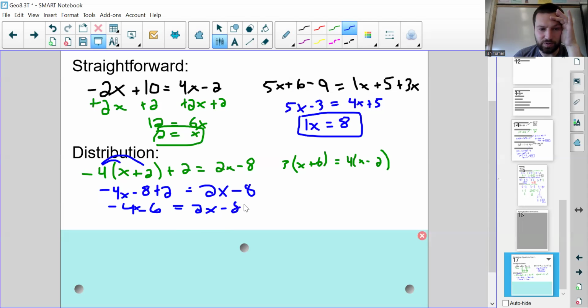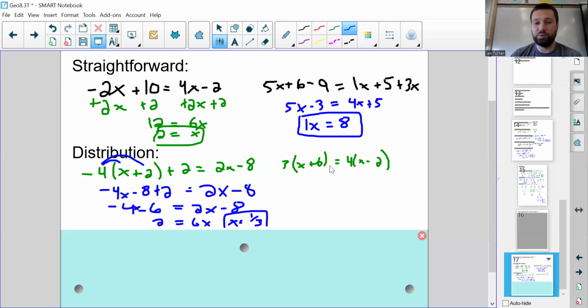And now we just get our variables on one side. We add the 4x over, we get 6x. We add the 8 over, we get positive 2, because it's negative 6 plus 8. So this is going to mean x is equal to 2 sixths, which we can simplify to 1/3. See a little fraction play come in there.